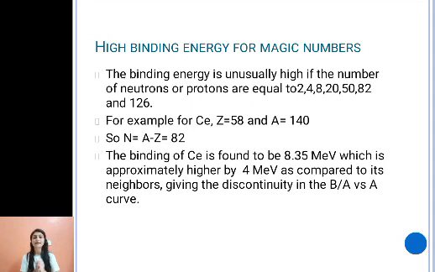Again, you can take the example of Ce, which has Z equal to 58 and atomic mass number 140. So neutron number will be A minus Z, that is 82. The binding energy of Ce is found to be 8.35 MeV, which is approximately higher by 4 MeV as compared to its neighbors, giving a discontinuity in the binding energy per nucleon versus atomic mass number curve.